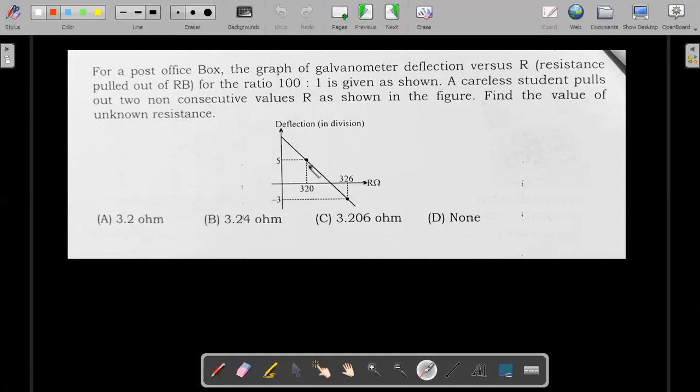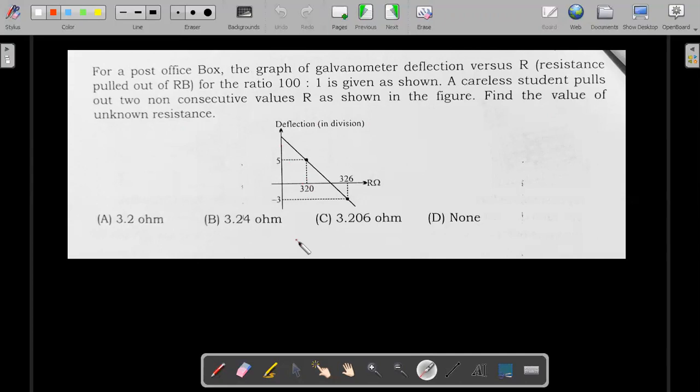So this careless student has to go step by step, one by one consecutive, then the galvanometer reading slowly goes to 0. But here he plugged out, let's say, 2 pins out of impatience. Then from positive deflection, the answer goes to a negative deflection. He missed the 0 deflection point. So he got this point on the graph and this point on the graph. Help him find out the unknown value from this graph.